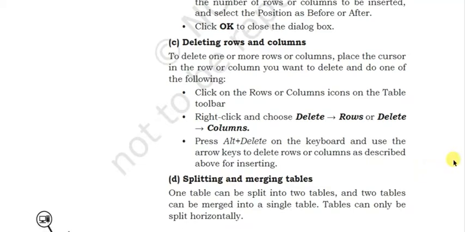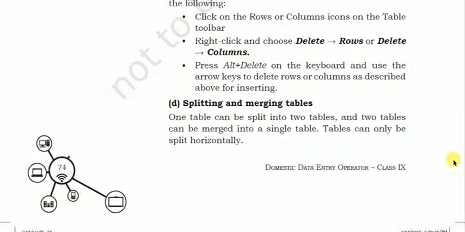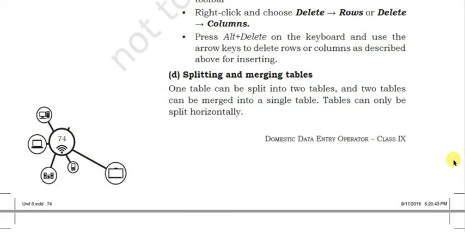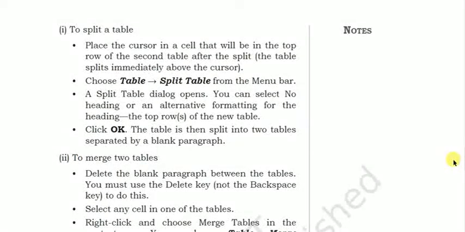Similarly, you can split or merge. One table can be split into two tables, and two tables can be merged into a single table. Tables can only be split horizontally. You must know this. To split a table, place the cursor in the cell that will be in the top row of the second table after the split. Then you choose table and then split table from the menu bar. A split table dialog box appears, and you can select no heading or an alternative formatting and then click OK.